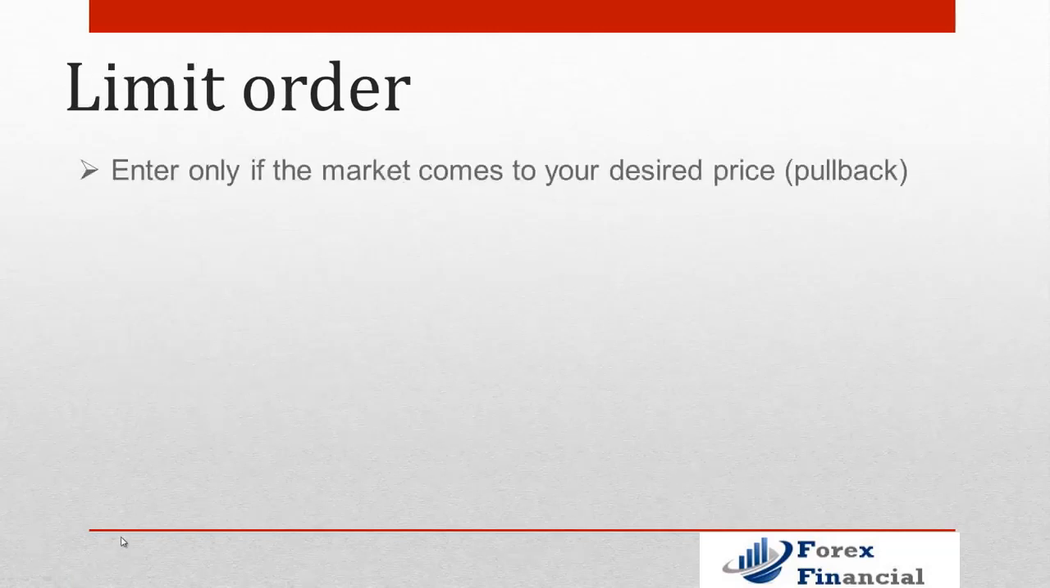A limit order, on the other hand, means you enter only if the market comes to your desired price level. Let's say Apple shares are trading at $120. You think that it's too high. I don't want to pay $120 for Apple shares. What you can do is use a buy limit order and put it at, let's say, $100. This means that if Apple shares come down to $100, only then will you get filled on the trade.